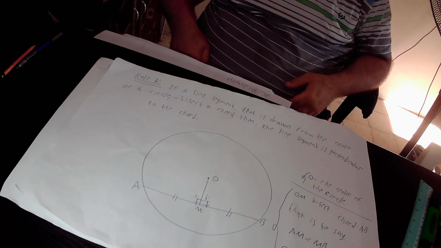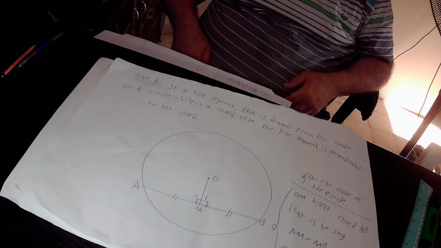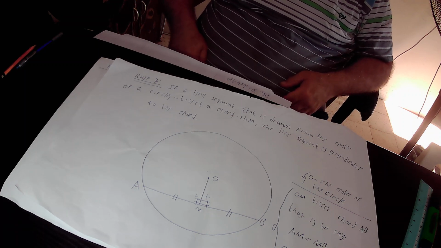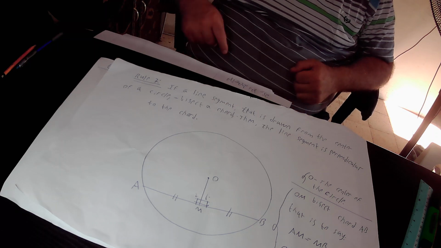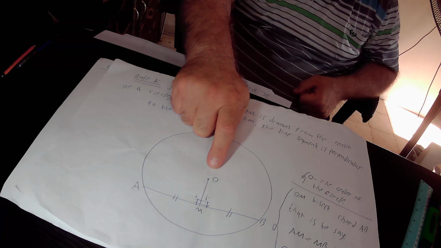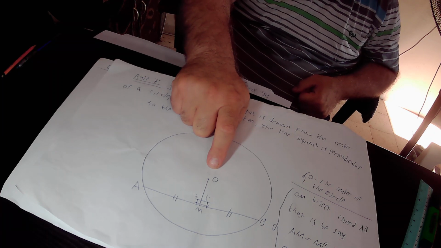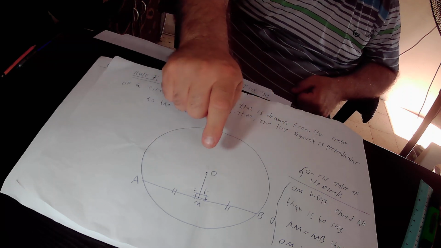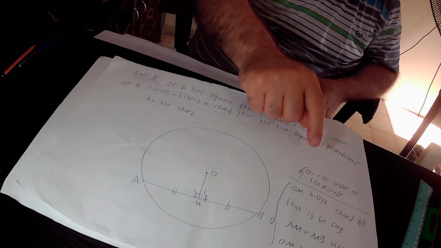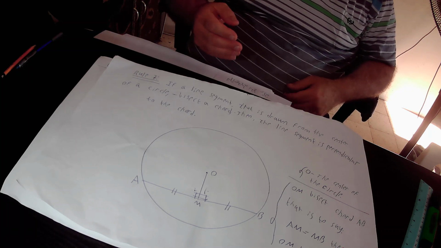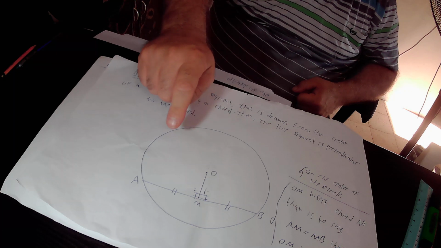According to rule 7, if a line segment that is drawn from the center of the circle bisects the chord, then that line segment will also be perpendicular to that chord. So in the drawing you have a circle, point O is the center of the circle, and we have line segment OM that bisects chord AB. That is to say, MA equals MB. Therefore, according to rule 7, line segment OM will also be perpendicular to AB.